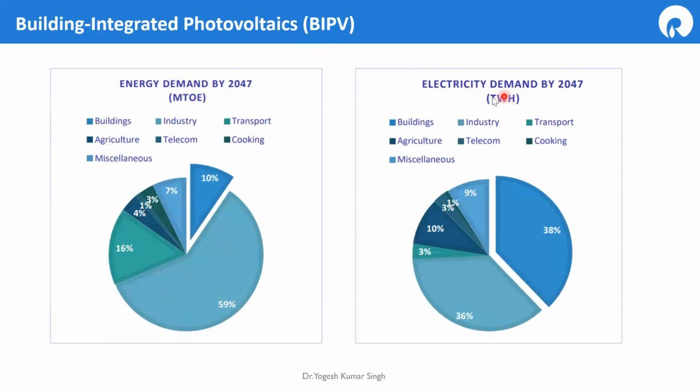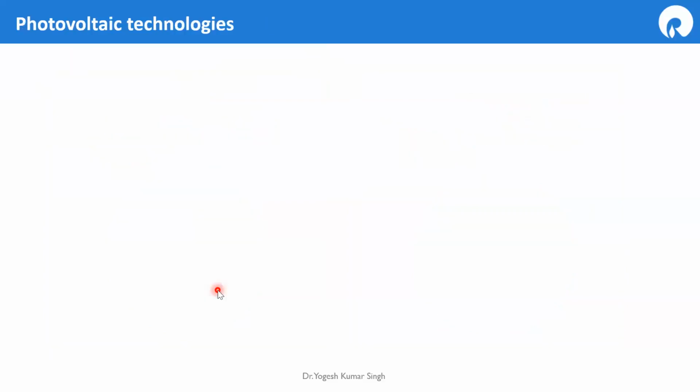And if you take out the electricity demand in 2047, how many terawatt hours? So this is also the 38% on the building structure. So this is the very right time and this is the alarming time, because in the upcoming time a lot of energy demand or electricity demand will be coming to the building sector. So that's why BIPV is the very right solution to minimize the energy demand and the electricity demand from India.